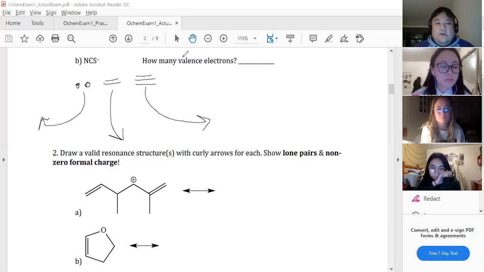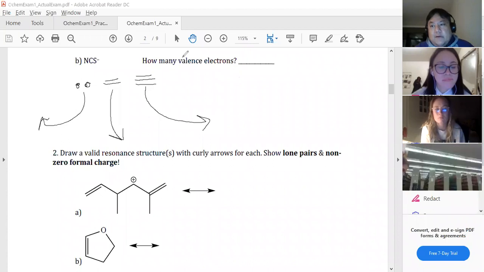The third rule, and this is the most important one to make sure that your resonance has been done correctly, or even mechanisms when you get there. We always conserve what? Do you guys remember from what your professor told you? Is it the charge? Charge, that's correct. You always conserve your charge. Charge is always conserved. So in A, what's the overall charge of that starting molecule?